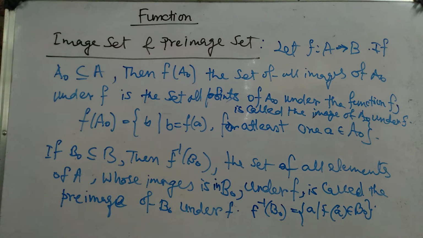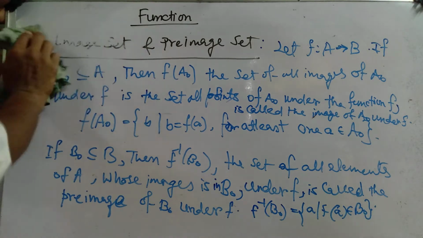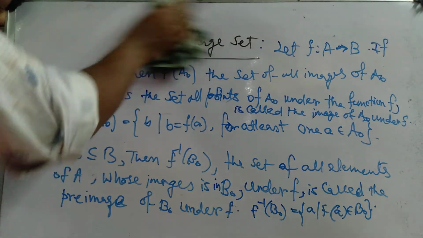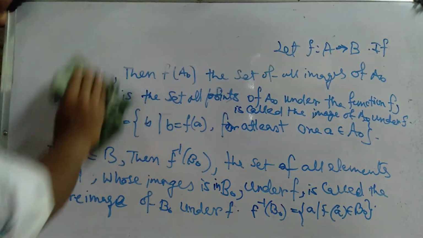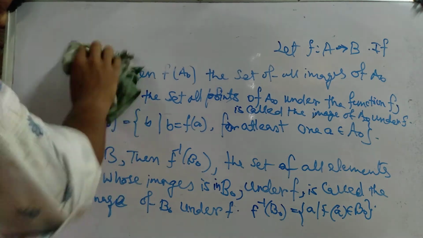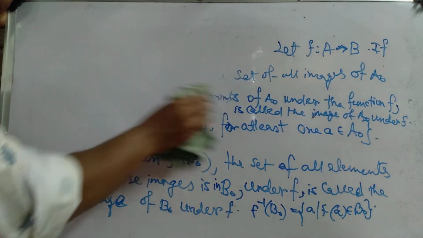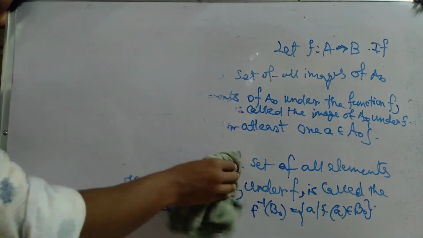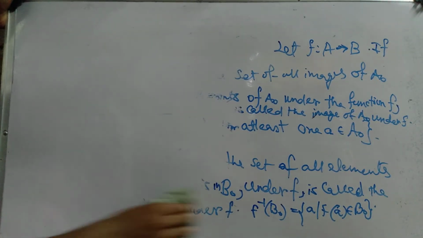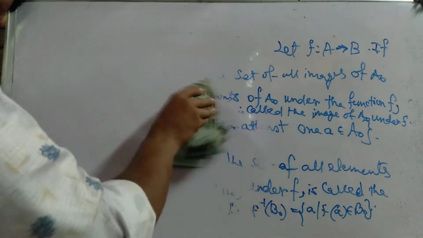Now we erase this above portion because we know about the image set and pre-image set. Now we discuss important topics. At first we give some examples of image set and pre-image set. We take a simple example, then understanding is better.